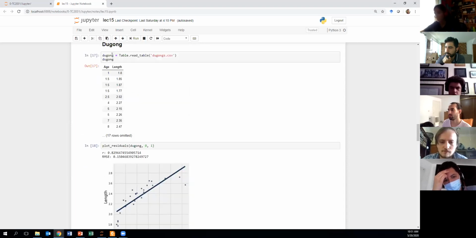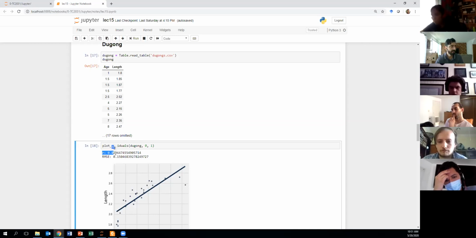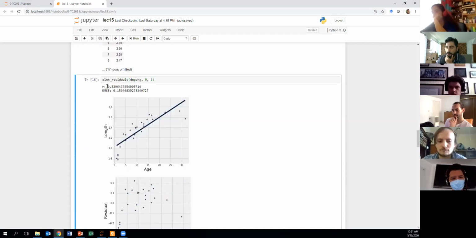Okay, so you can see again for this particular table, the dugong table, R is pretty high, right? R is 0.8. You remember when we said the closer R is to 1, you have an upward linear relationship, and the closer to -1 you have a downward linear relationship. R of 0 means there is no linear relationship between these two values. So you can see here the R is pretty high, 0.8, and the root mean square error is this.